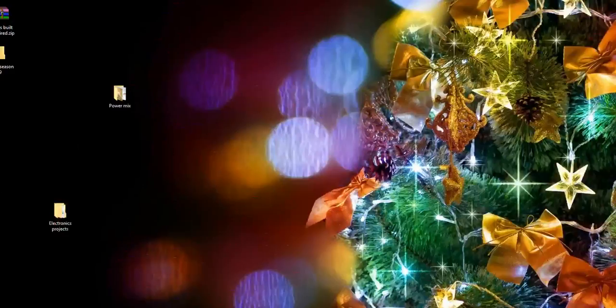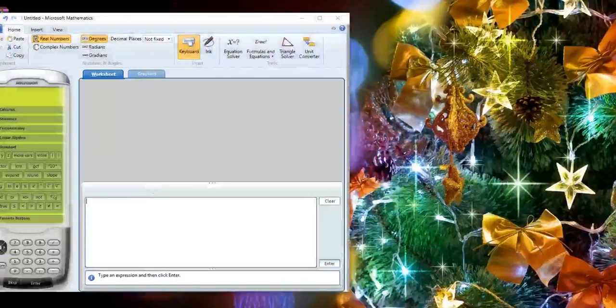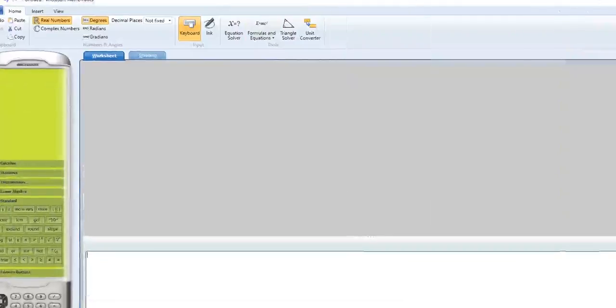Let's see if it runs. Just installed it now. Okay, you can download this program for free, and it's got a lot of useful features. It's basically just like a giant calculator. It's quite nice. Let me just fit it here.